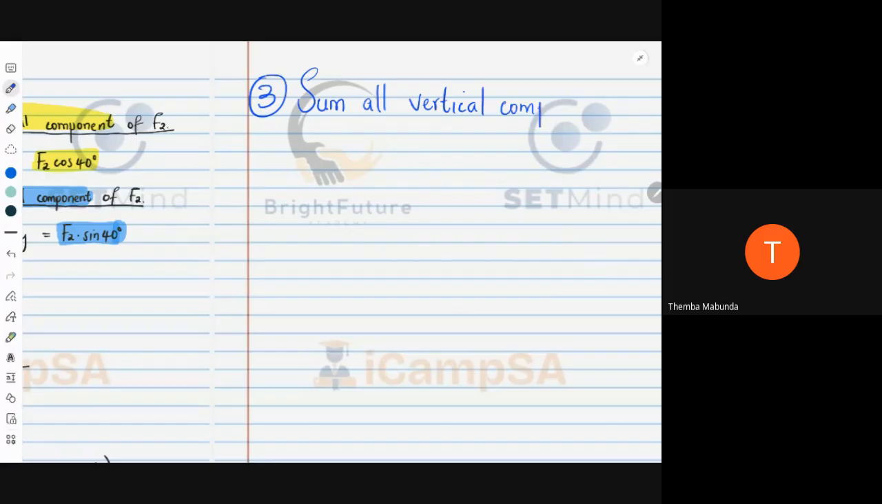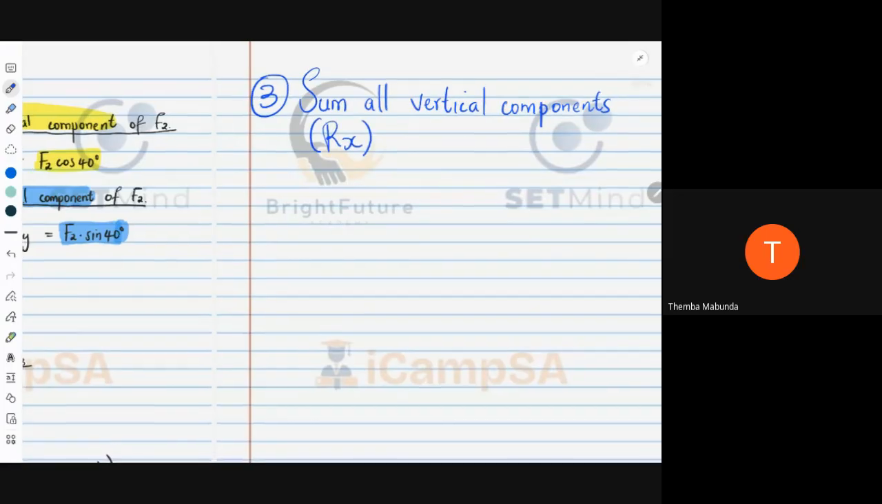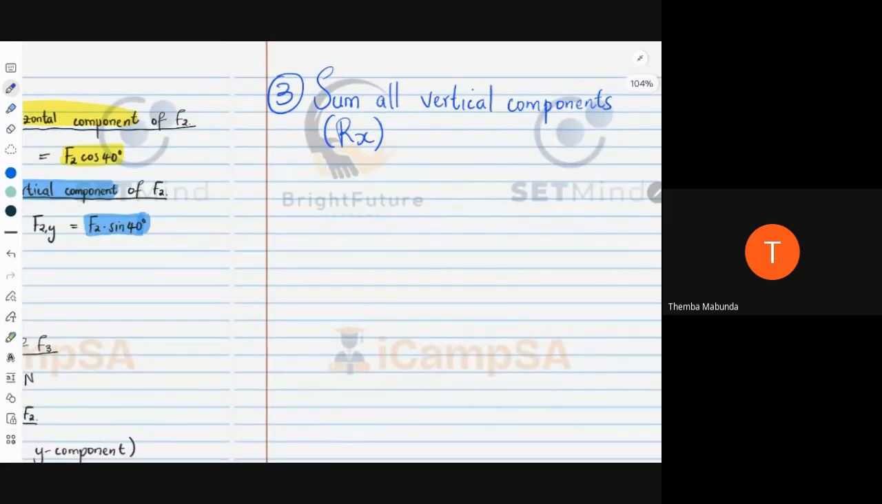So the sum of all these horizontal components is a resultant in itself, but it's an x resultant. So an x resultant will be a component of the final resultant. It'll be the x component of the final resultant. I'll show you what that means. So we would call this Rx. Most people call it Rx. Some say Fx. It's up to you, really.